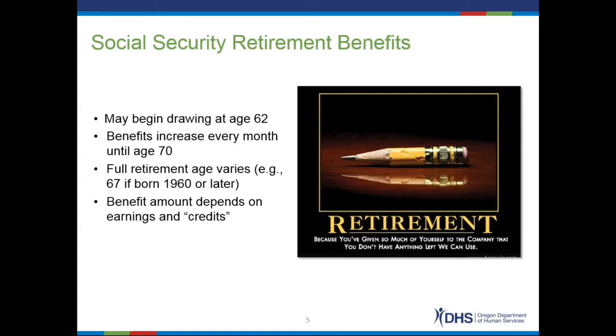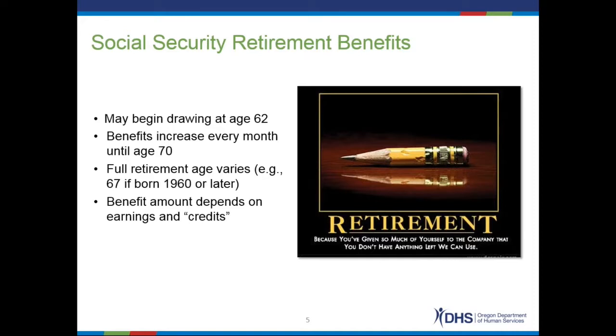Okay, so here we go with Social Security retirement benefits. And as the little illustration says, retirement, because you've given so much of yourself to the company that you don't have anything left we can use. And there's the eaten up pencil. So people can begin drawing Social Security retirement benefits at age 62. About 50% of Americans start drawing their SS retirement benefits at age 62. However, this is considered to be early retirement.